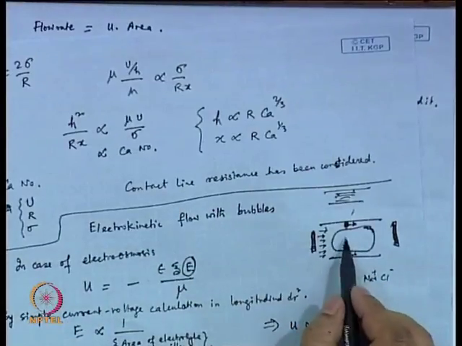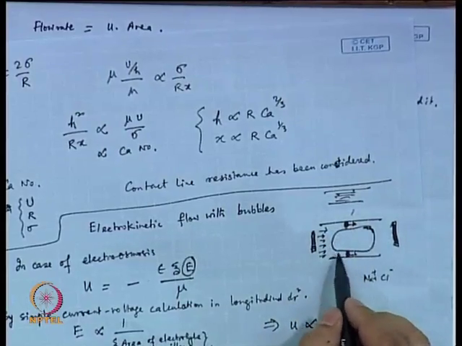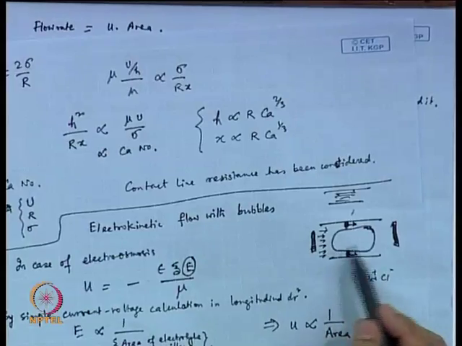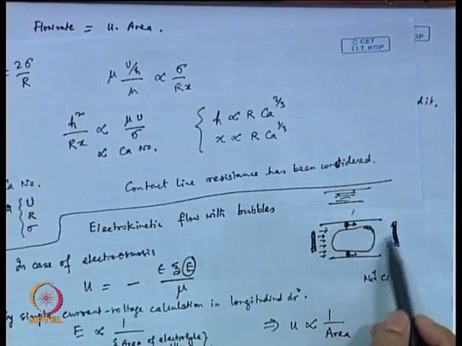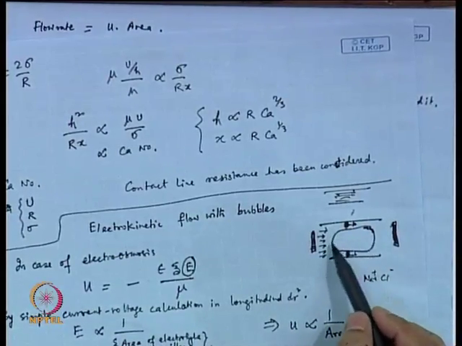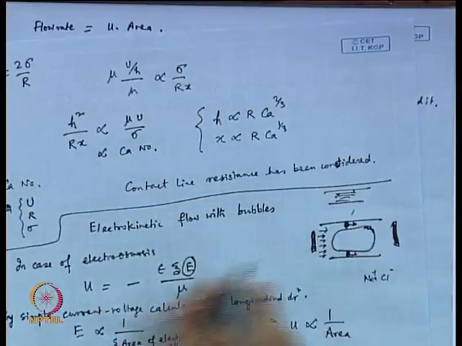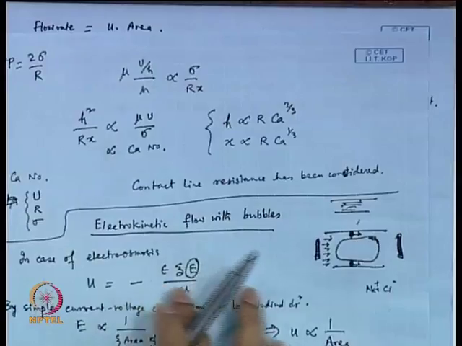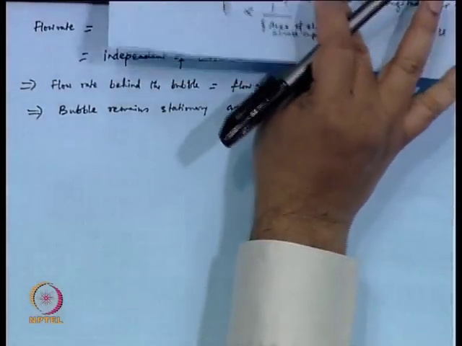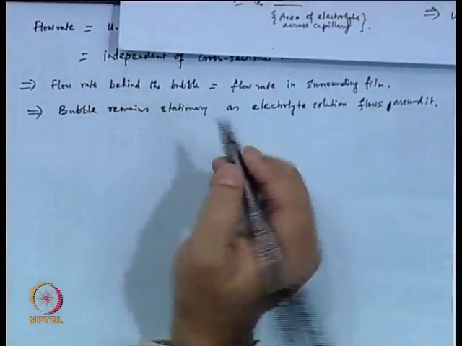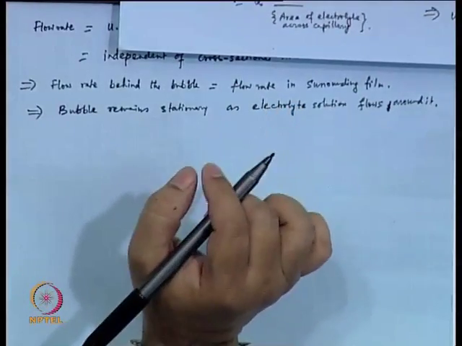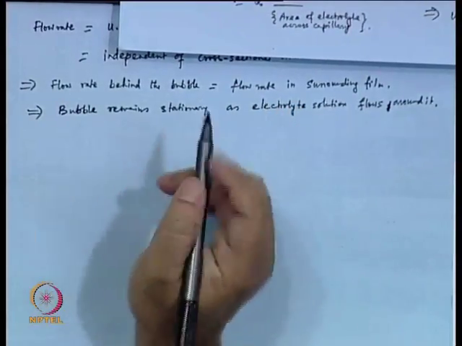So, that means the bubble remains stationary, but the liquid will be flowing around. If you increase the voltage, you expect there would be more movement, but it would be the liquid flowing through the surrounding film, while the bubble remains in that same position. So, this is one issue with electrokinetic flow with bubbles. This appears to be very interesting. And this does not happen in case of a pressure driven flow. So, you must understand there is a difference.